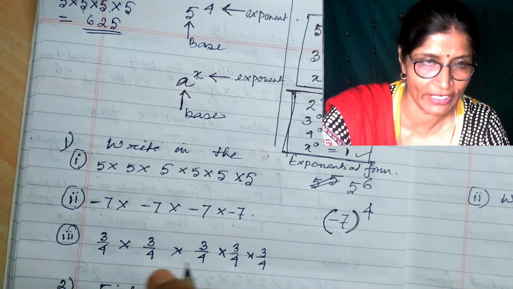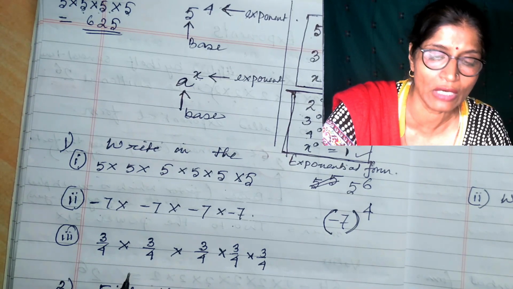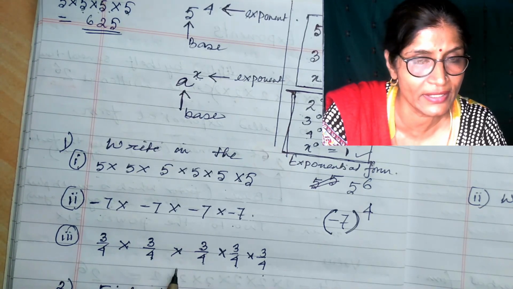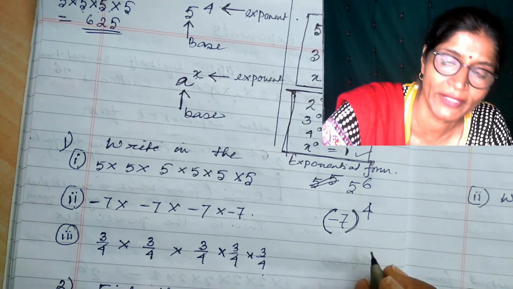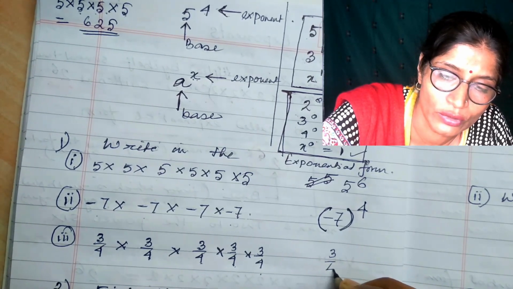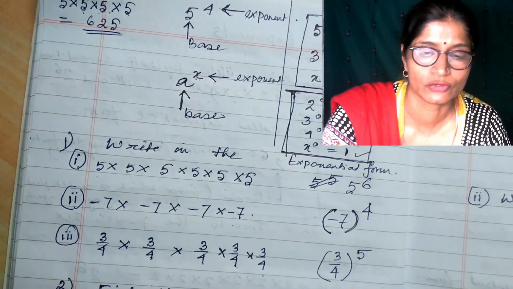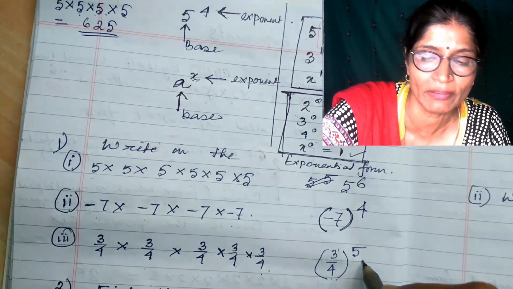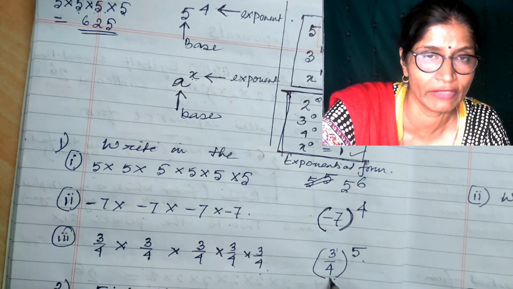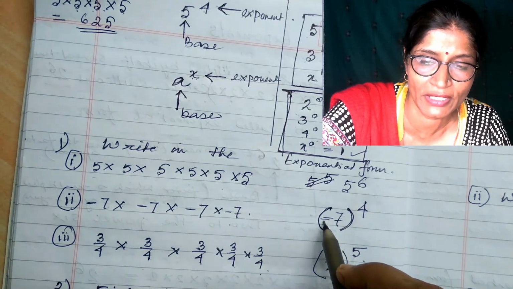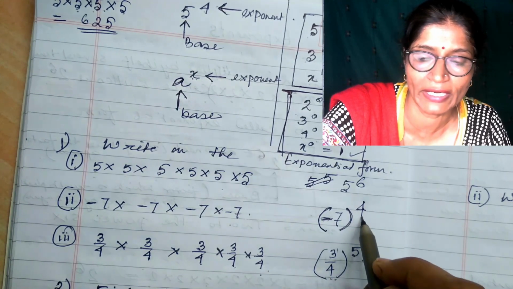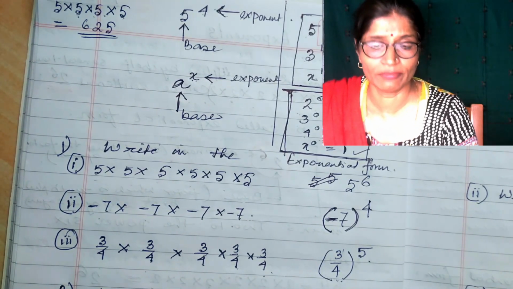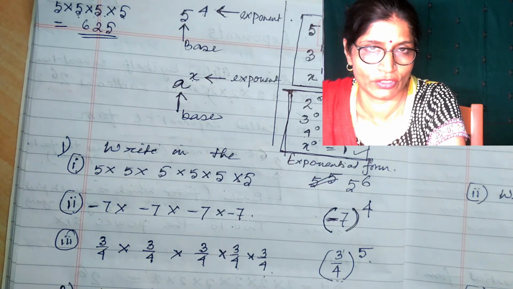Now 3 by 4, a fraction is there, and we want its exponential form. So you have to count how many times it is there: 1, 2, 3, 4, 5. So 3 by 4 is multiplied by itself 5 times. So it will be 3 by 4 to the power 5. That is the exponential form of 3 by 4 into 3 by 4 multiplied 5 times. So 5 is the exponent and 3 by 4 is the base. Here minus 7 is the base of this exponential form and 4 is the power. Okay. So this is all about how, when something is given, you write it in exponential form.